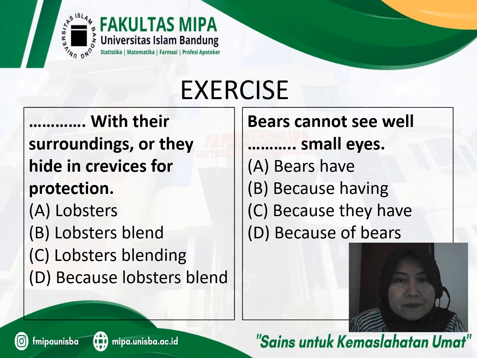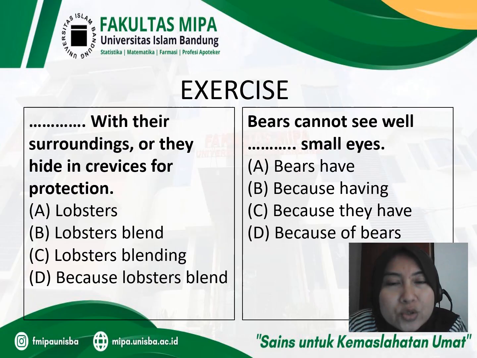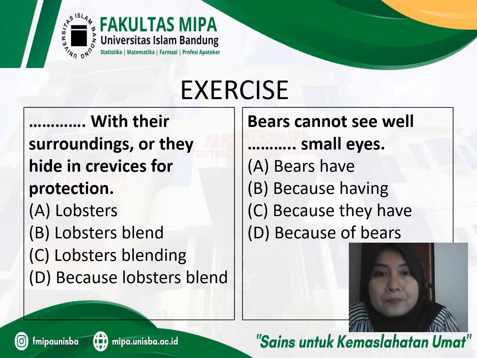Now the second sentence: Bears cannot see well, blank, small eyes. Here in this question, we need a phrase that shows cause. But notice the structure after the blank: we only have small eyes, which is a noun phrase, not a full clause with subject and verb. So we should not use because plus subject and verb. Instead, we need a prepositional phrase.